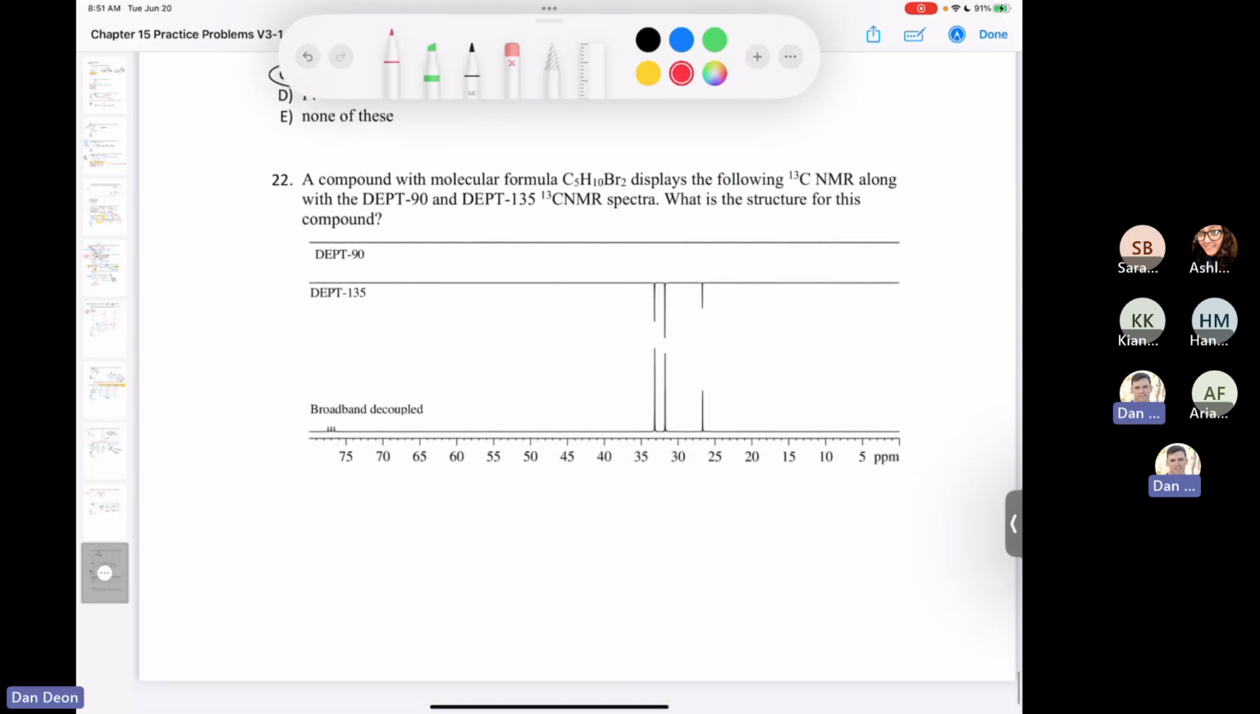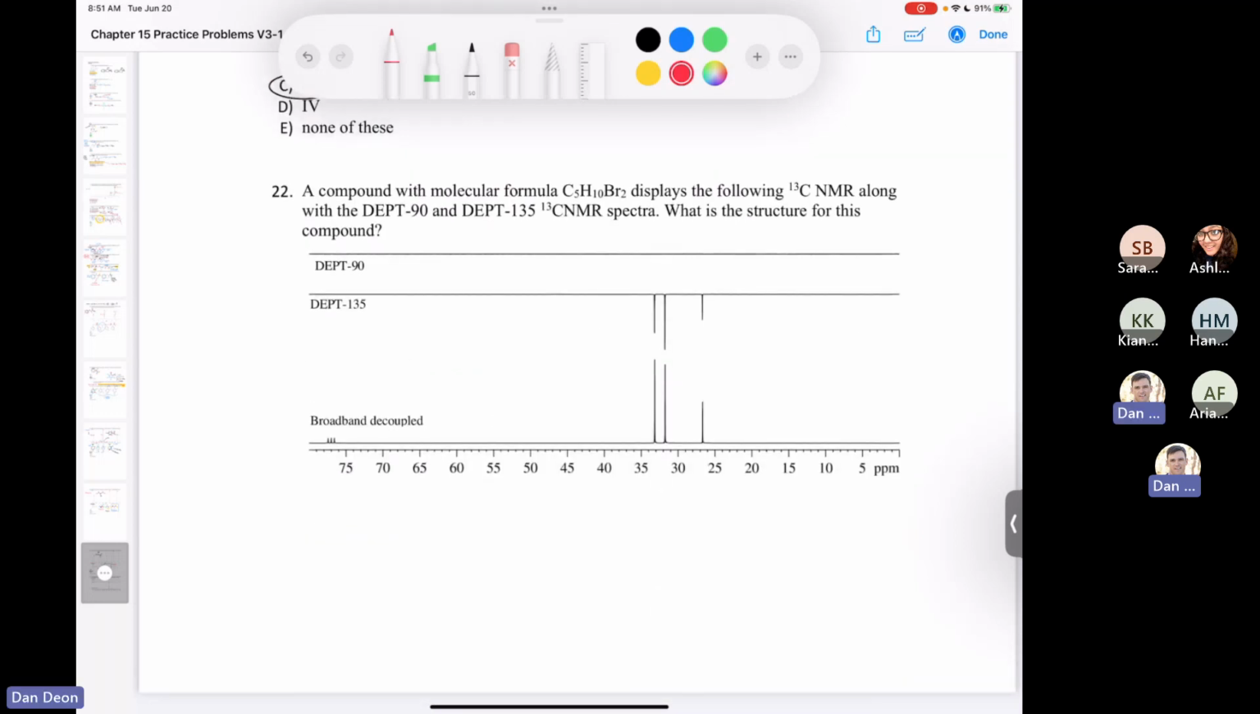Well, let's figure out the last one here. It says you've got a compound with a molecular formula of C5H10Br2, and so it's got an HDI that's equal to 0. It gives you the following carbon-13. So this one here is your regular broadband decoupled. So this is just your normal spectrum down here. This is your regular everyday carbon-13 that gives us all the signals. This, by the way, is solvent. So this one here is deuterated chloroform. So this is just the solvent. So don't worry about those 3 little peaks there.